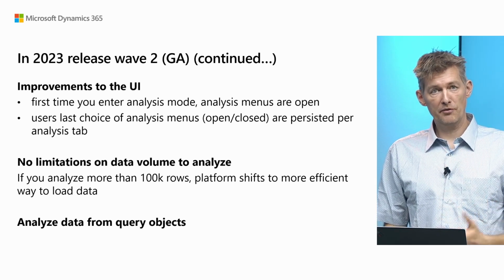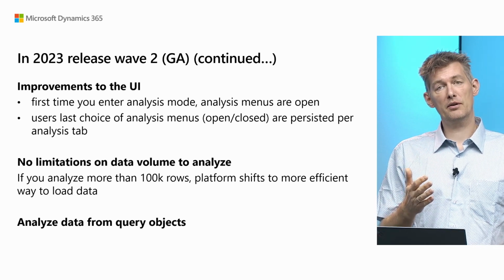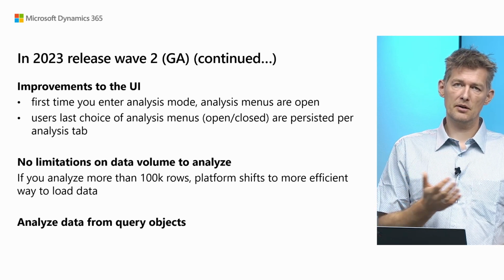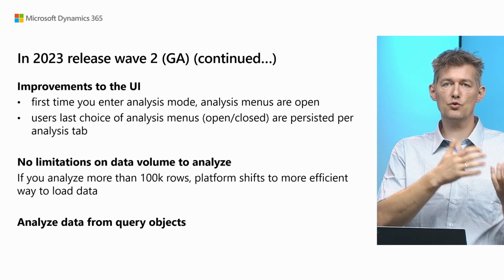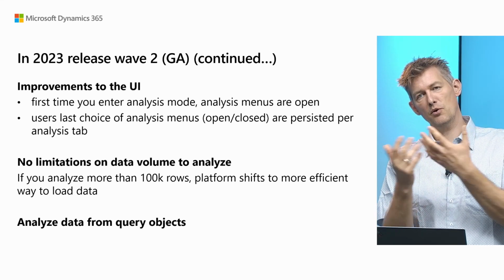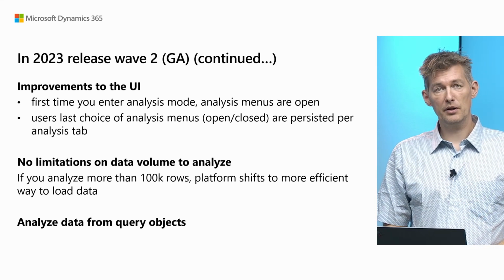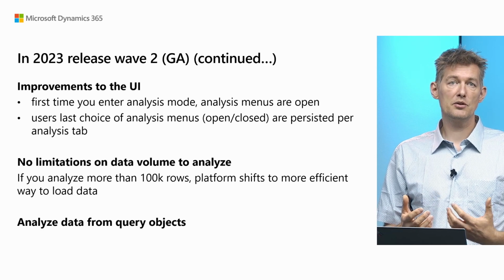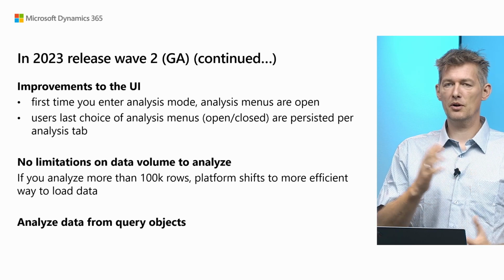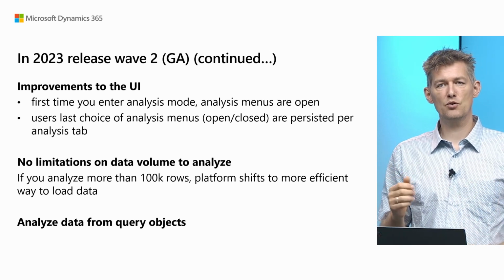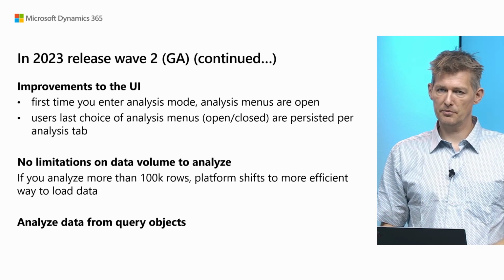Then in the public preview, we were a bit cautious about the data size. So we put a limit of 100,000 rows on a list where you could load that data, and that's it. If you had more data, you would need to do a pre-filtering on the list before you went into this new mode of analyzing data. Not anymore. With 2023 release wave 2, we removed this limitation completely, and you can analyze as much data as you want. Of course, if you have tons of data, it might take a little longer to load the page.